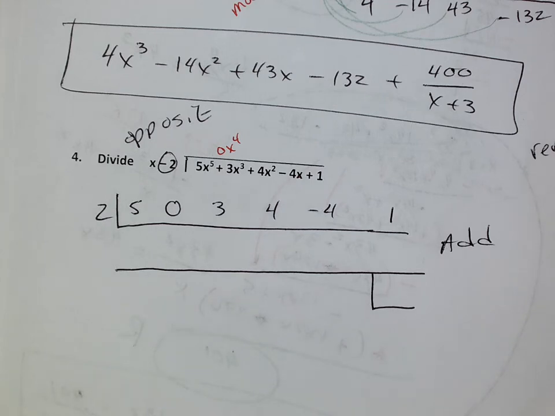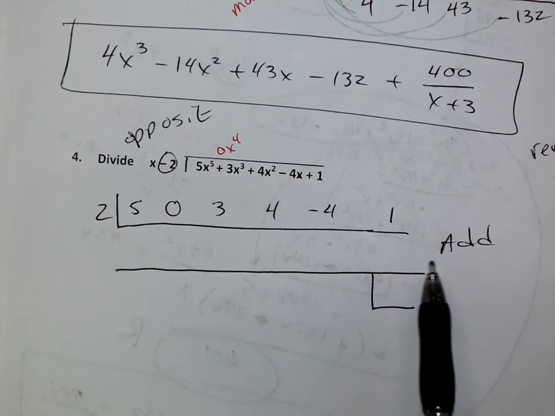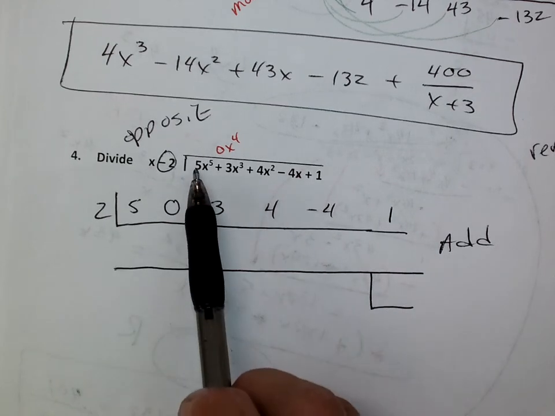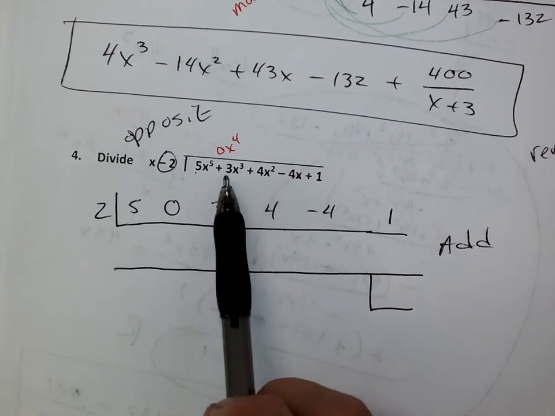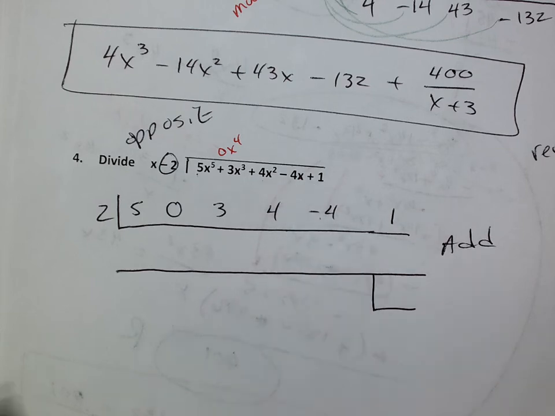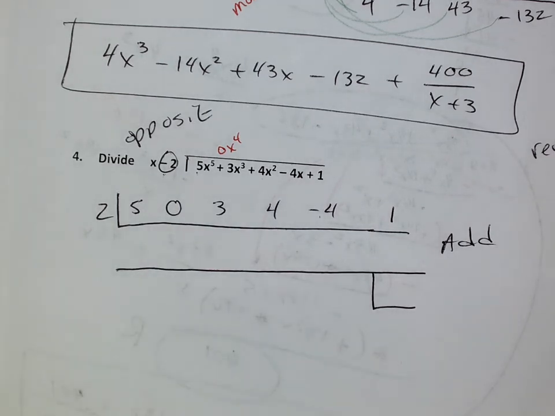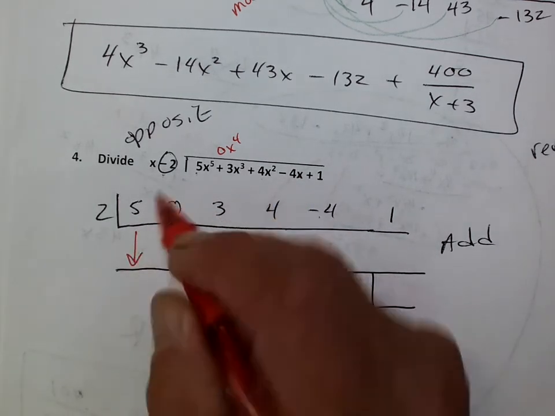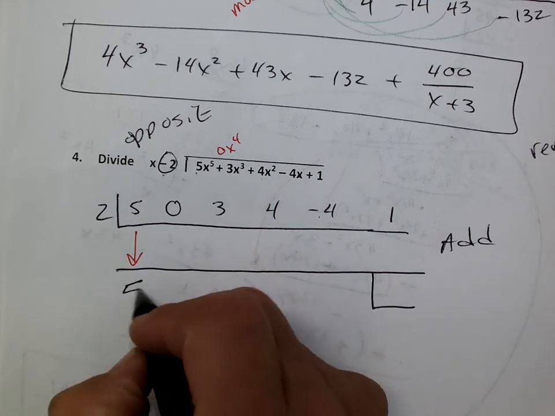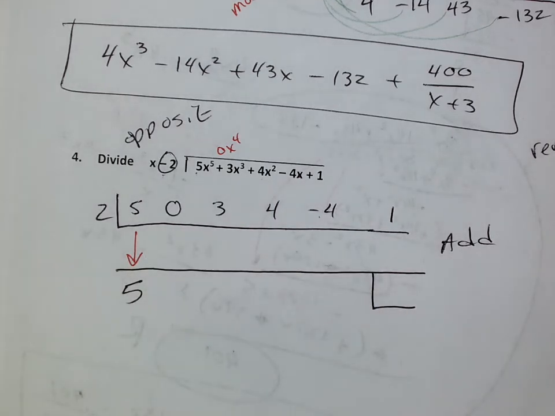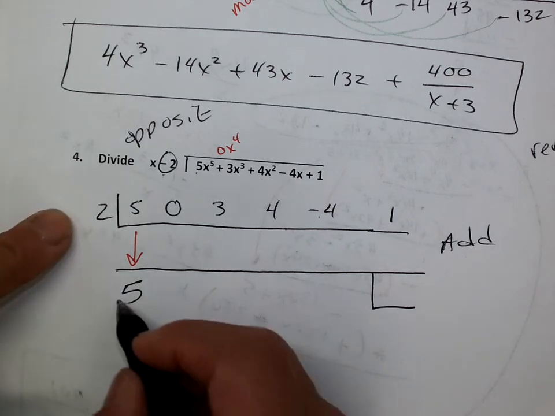So I did this. Upside down division, because it's synthetic division. I put my coefficients in 5, 0, 3, 4, negative 4, and 1, okay? I took the opposite of what I'm dividing by. So negative 2, I put a positive. Then I'm ready to divide. Step 1, always bring down the first term. Bring down the 5, and then multiply. Add, multiply, add, multiply, add, multiply, and get it done, right? So if we multiply, we get 10.